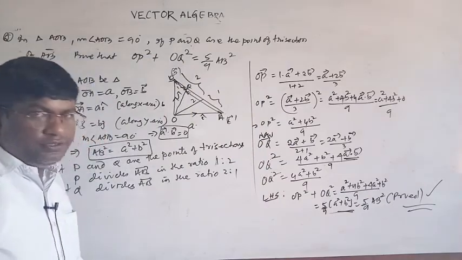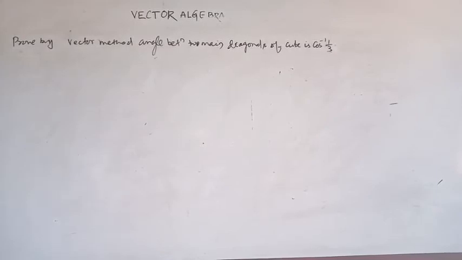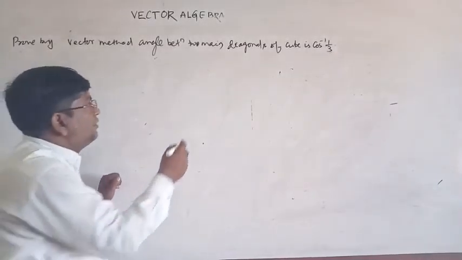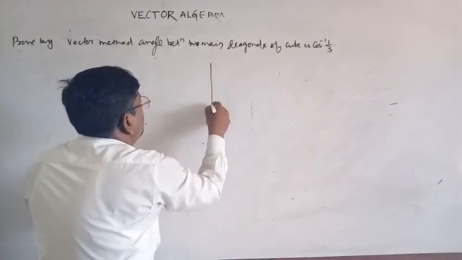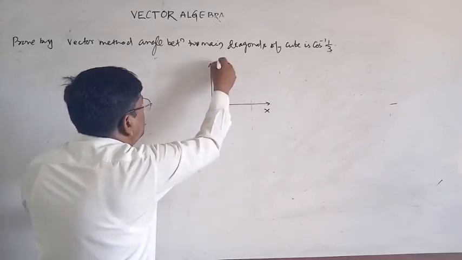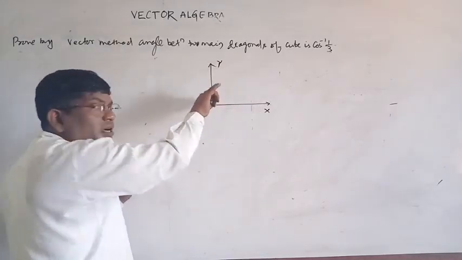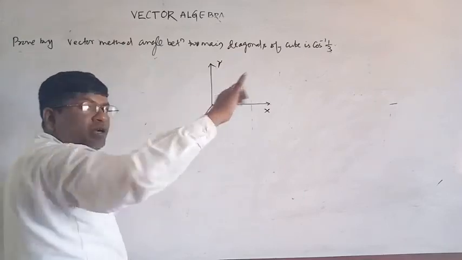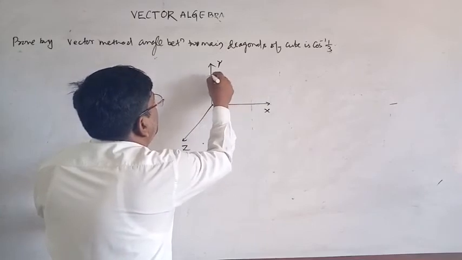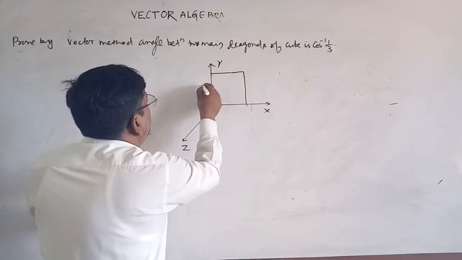Now the last question is another question: prove by vector method that the angle between two main diagonals of a cube is cos inverse 1 by 3. Suppose this is the 3D figure, this is the x-axis, this is the y-axis, and this is the z-axis. Z-axis means towards us. So this is a cube.